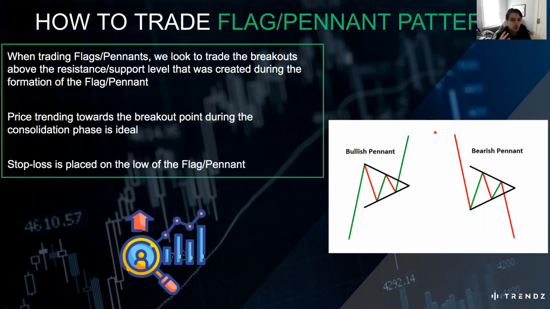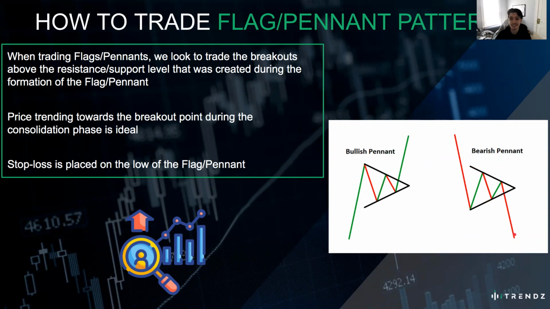So when you're trading those flags and pennants, we look to trade the breakouts above those resistance or support levels, depending on if it's bullish or bearish. Resistance above this resistance level for the bullish pennant, below this support level for the bearish pennant. Price trending towards the breakout during the consolidation is obviously ideal.